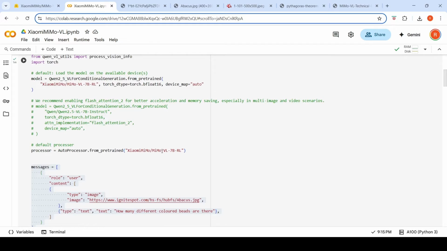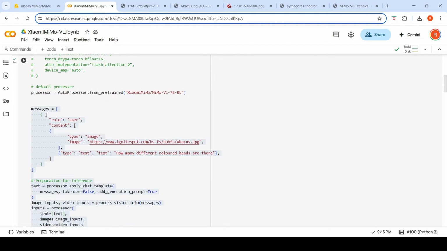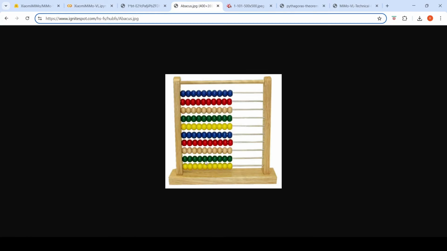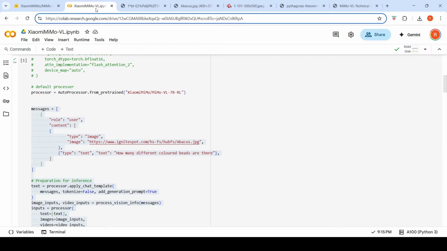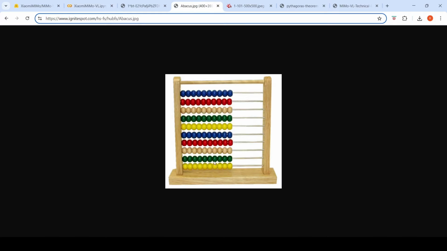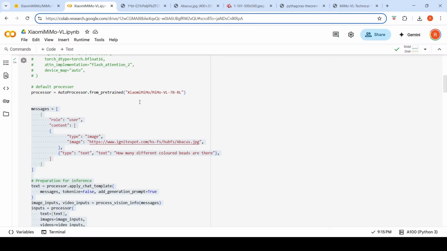Once you do that, you create your messages like this. Here we have an image, and the question from the user is how many different colored beads are there. I'm going to give this image of an abacus and ask how many different colored beads are there. The answer is there are 5 different colored beads over here. So you have 5 colors, right?